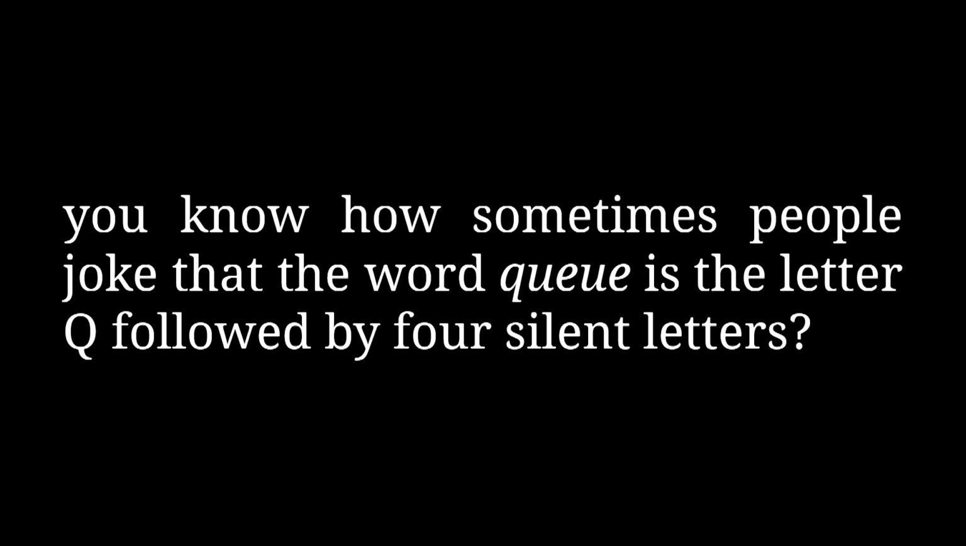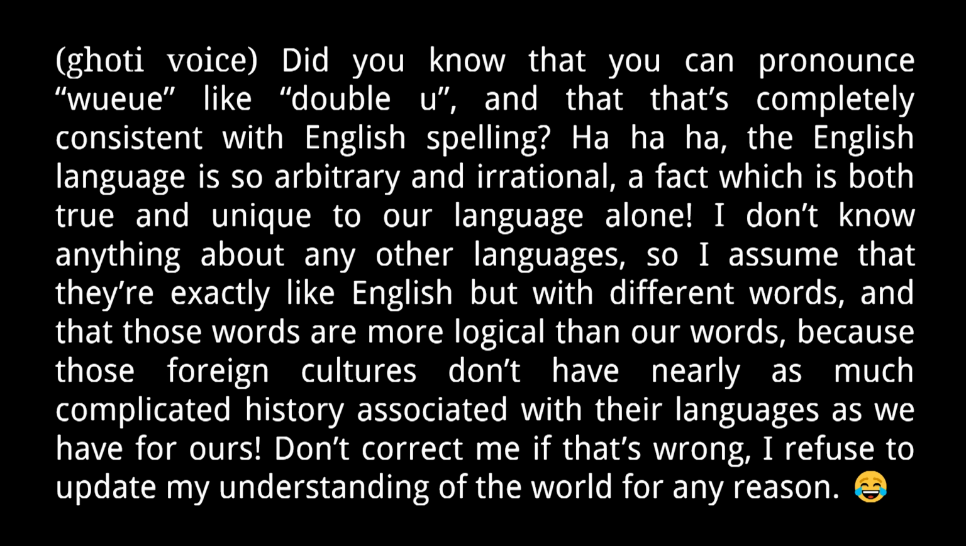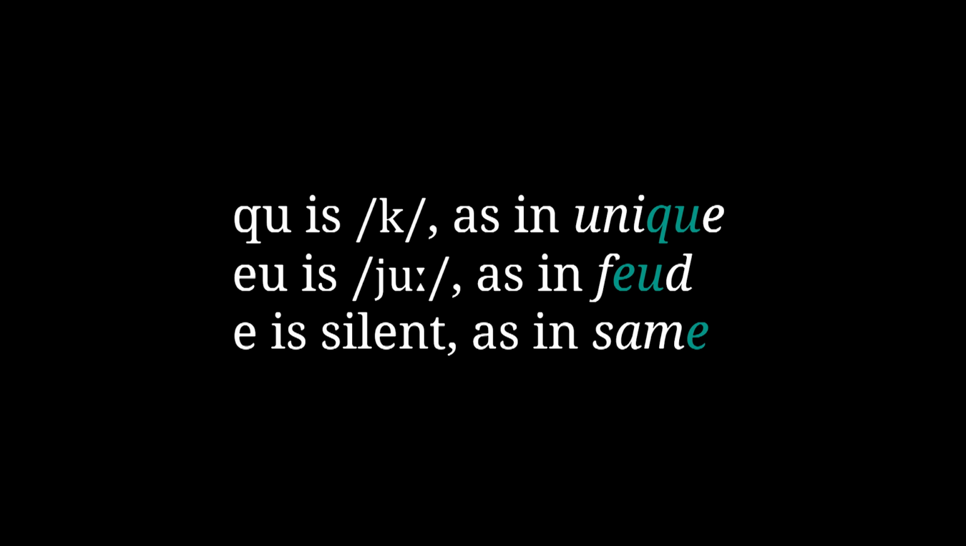So you know that joke people like to make about the word Q, where they say it's just the letter Q and then 4 silent letters? You know that joke, right? It's a pretty decent joke and all, but we all know that that's not literally true, right? Like, you can't just add UE after whatever English letter and say, yeah, WUEUE could be pronounced like W, and that's completely consistent with English spelling. Like, no, the UE after the Q is doing stuff in this word. It's not literally 4 silent letters.